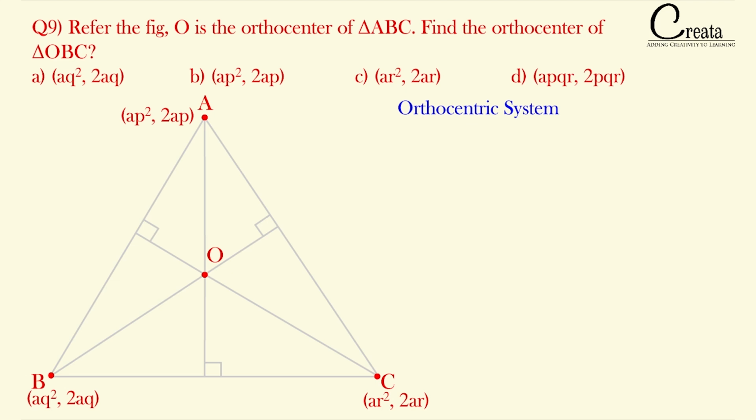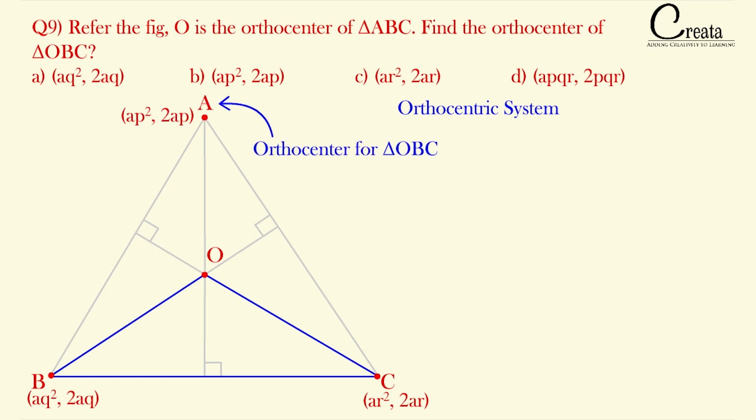If we form a triangle from any 3 points, say from points B, O and C, a triangle is formed. And for this triangle BOC, the 4th remaining point, that is A, will be the orthocenter. So for this triangle BOC, the point A will be the orthocenter. Got it? This is the orthocentric system. So we got the answer as A, that is the coordinate (AP square, 2AP).